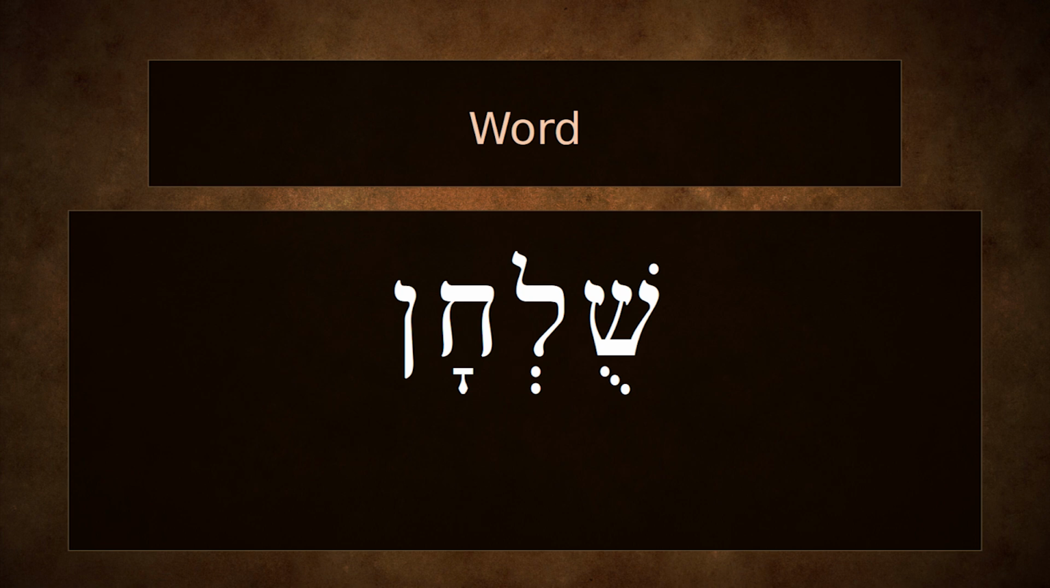The shin has the dot over the right side, so it is pronounced like sh. The kubbutz makes the short u sound, lamed makes la, and shva is silent. So our first syllable is shul.